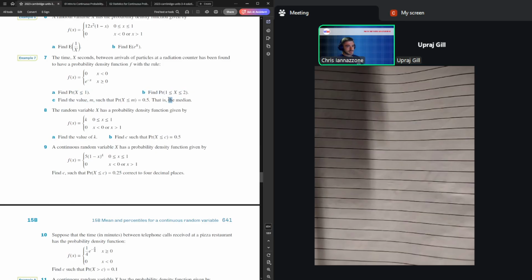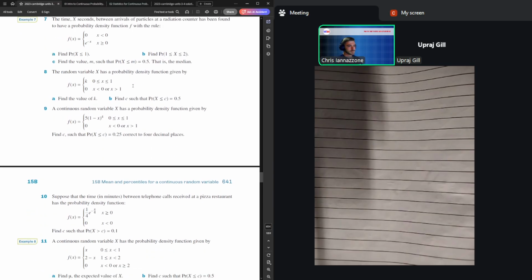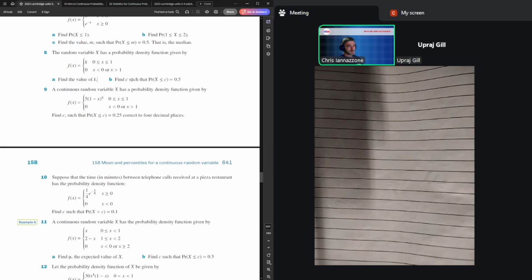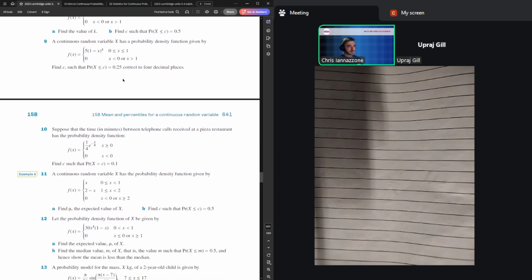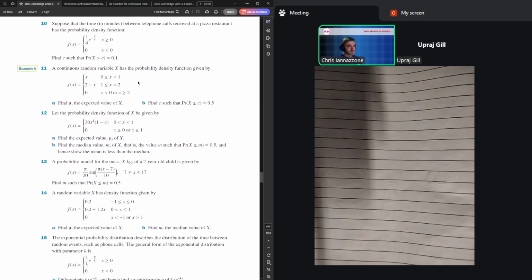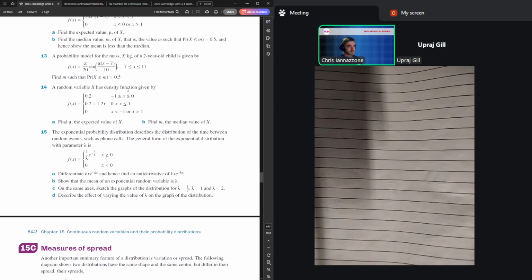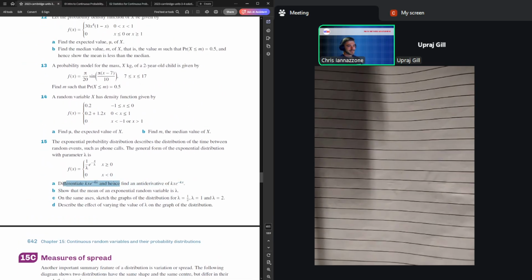Done this, done this. This is a percentile. They even tell you it's the median. We literally practiced this last time. Just set the upper bound, in this case an upper bound of m, and make the integral equal to 0.5. We've already done find k. This is a repeat, and I think there's a weird thing in here. Oh yeah, here we go.